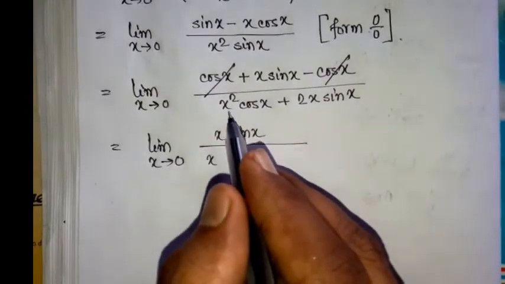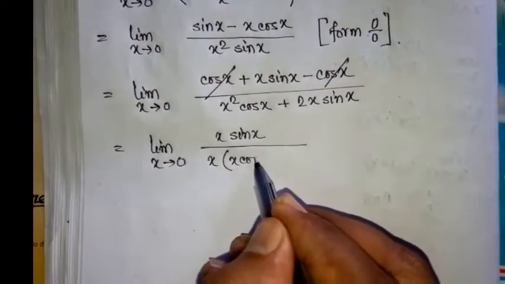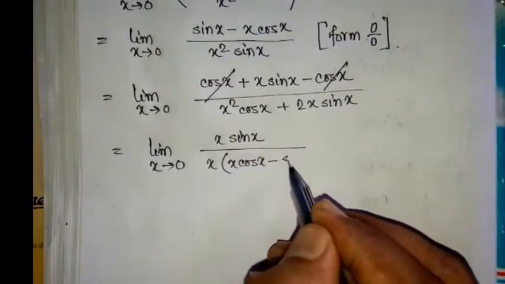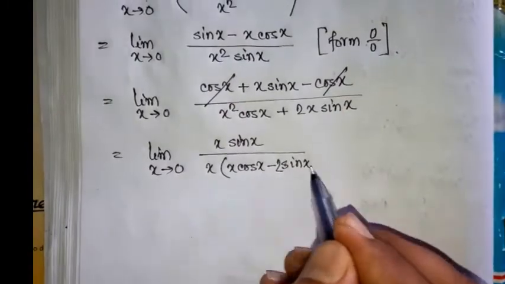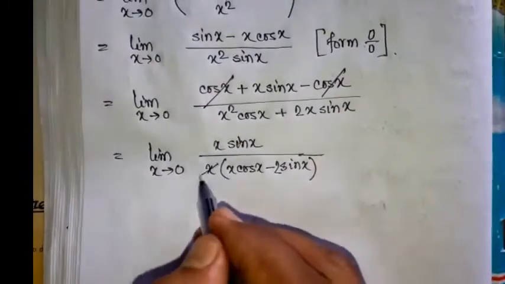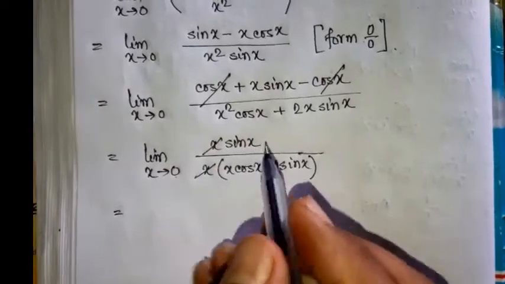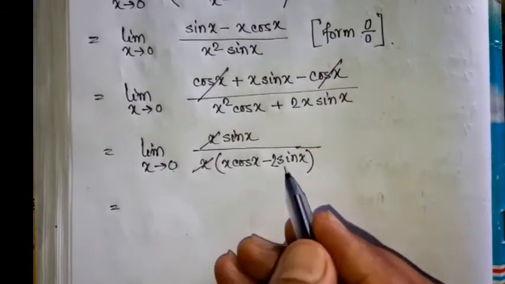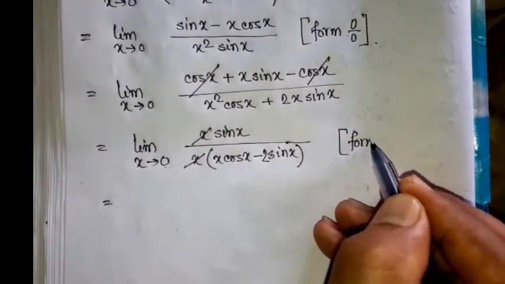If you take common x from the denominator, then it will be x cos x minus sin x by 2 sin x. Okay, here x cancel out. Now again, if you put x equals to 0, then numerator 0 and denominator will be again 0. So 0 by 0 form. Again apply L'Hospital rule.